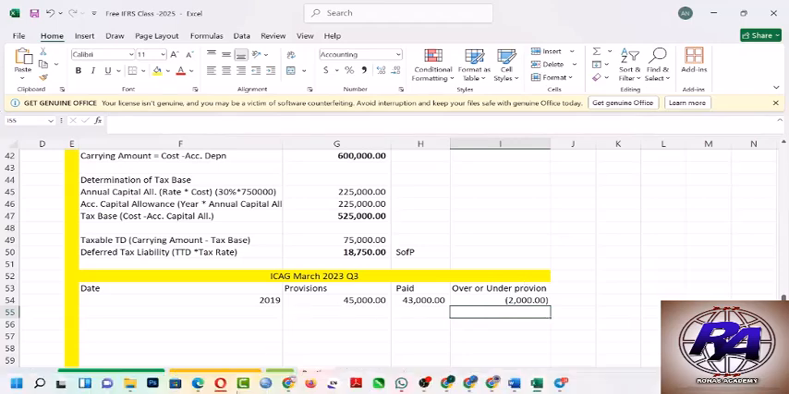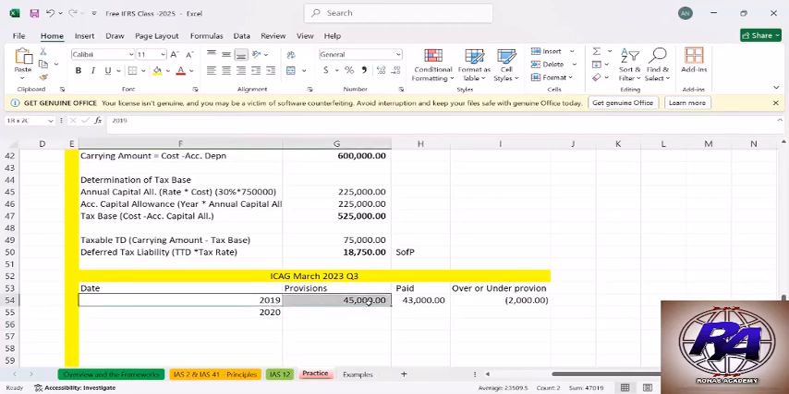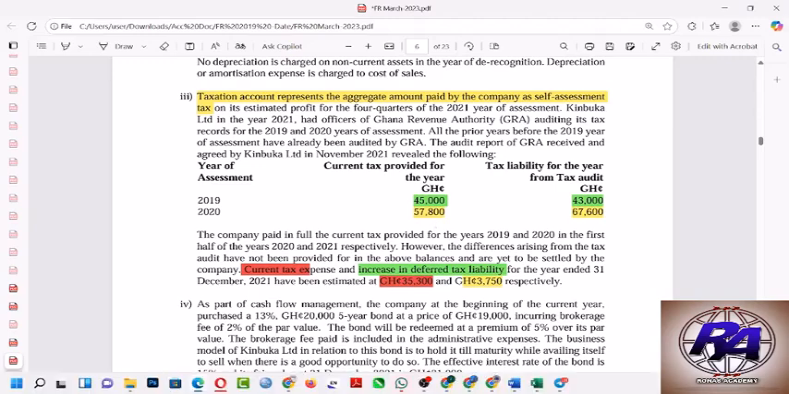So let's look at the next one, 2020, because under normal circumstances we are not supposed to account for 2019 because it's not the most previous year. The most previous year is 2020. But if you read the question, there is a preamble there. They said, however, the differences arising from tax audits have not been provided for in the above balances and are yet to be settled by the company. So all the differences have not been done so far. That's why we are doing them. Okay. So 57,800 is the provision we made.